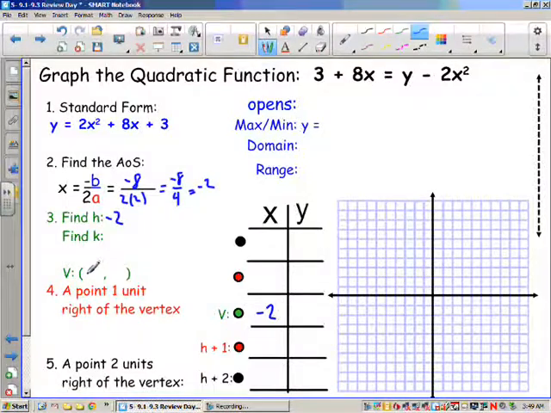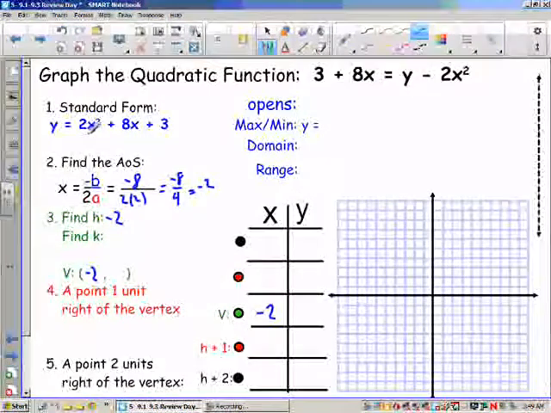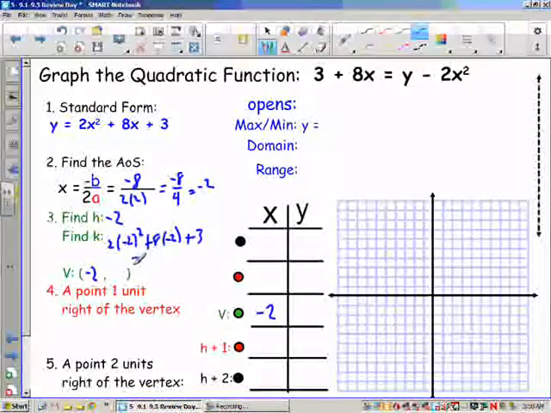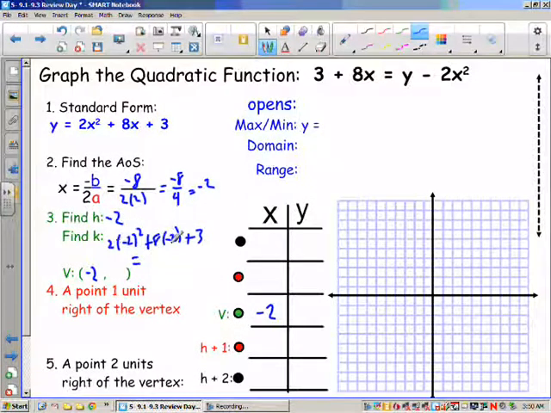And then our k is going to come from plugging in our x here. So in this case, plugging in negative 2 gives us 2 times negative 2 squared plus 8 times negative 2 plus 3. And that is 4 times 2, 8 minus 16 plus 3. So negative 8 plus 3 is negative 5.